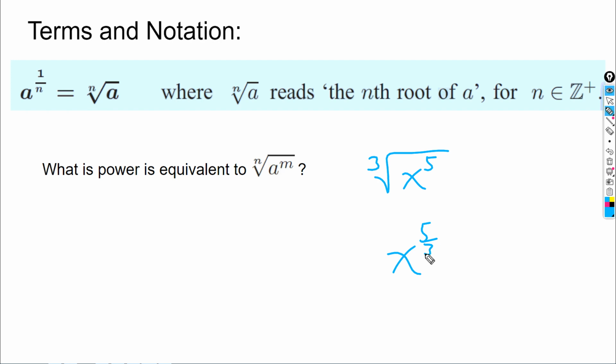Working the other way, if I had something like y to the 7/2 power, well, now the exponent is still going to be the 7 that we have here. So we'd have y to the 7th, but the root that we have is a 2, so we would have a square root. So that would be the square root of y to the 7th. And we'll look at a few more examples in a few moments.